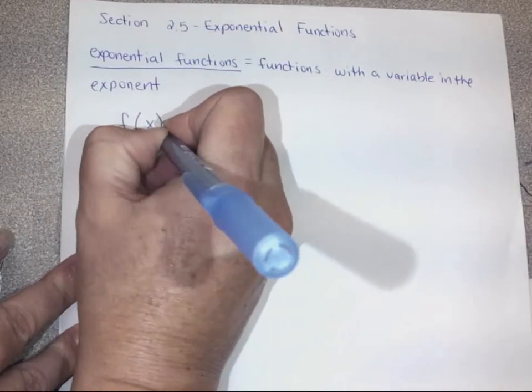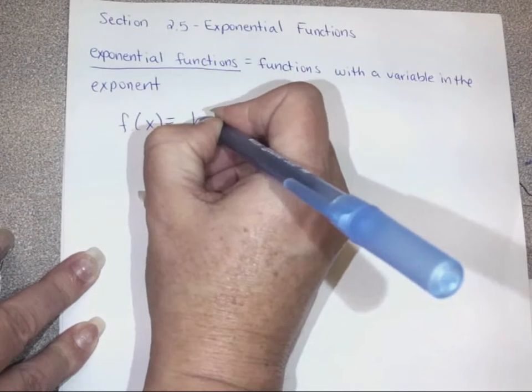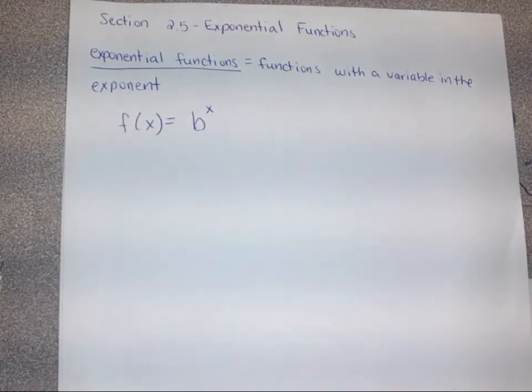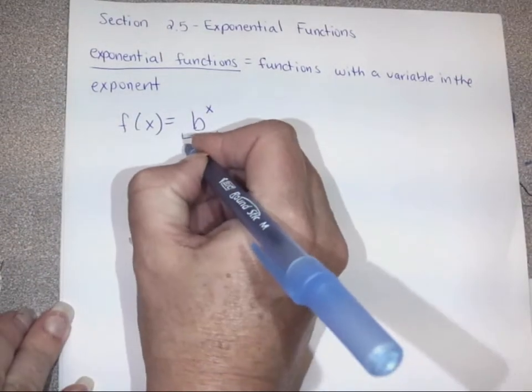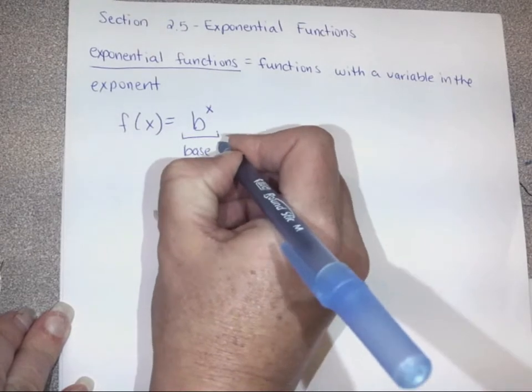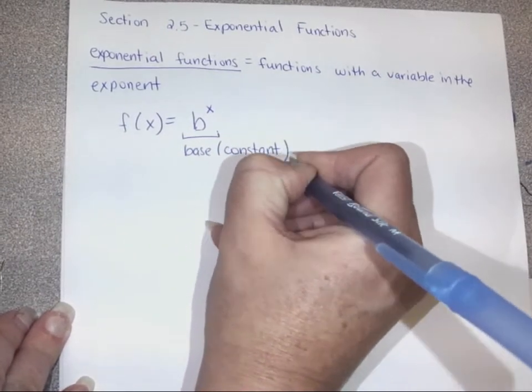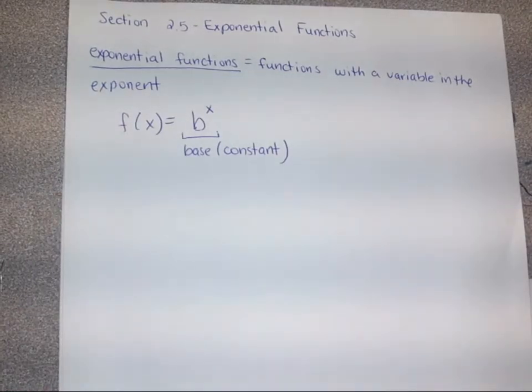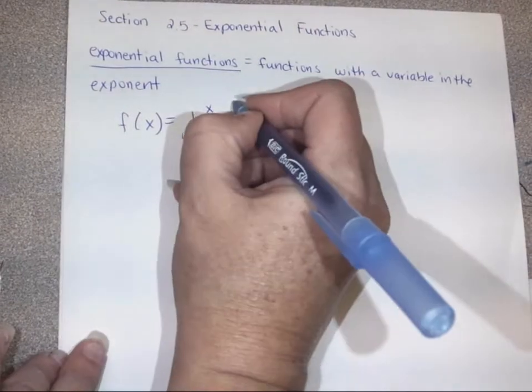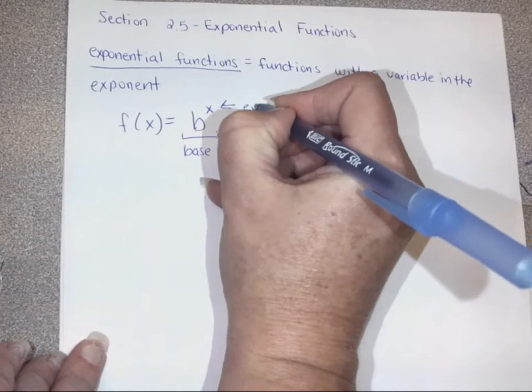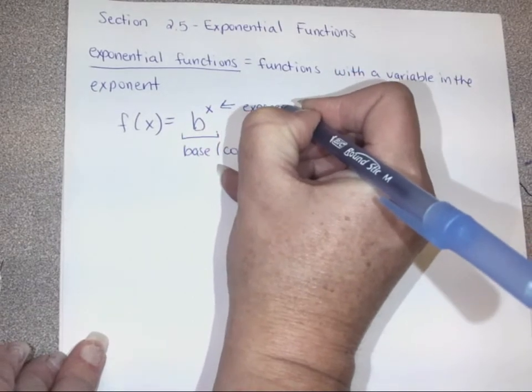So without defining a bunch of parts, I do want you to be able to identify. Okay, I made that kind of large for a reason. That's b to the x power, not b times x. Okay, and then this is what we call the base. That's why we're using the letter b. This is always a constant. This can be 2, 3, 4, 10. Okay, it can be anything that we want. And then x will be in the exponent spot.